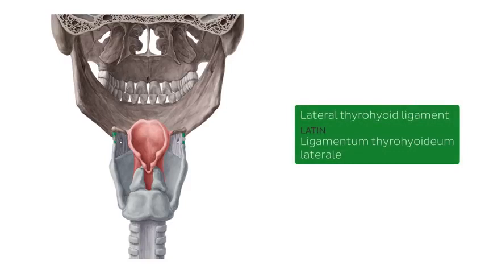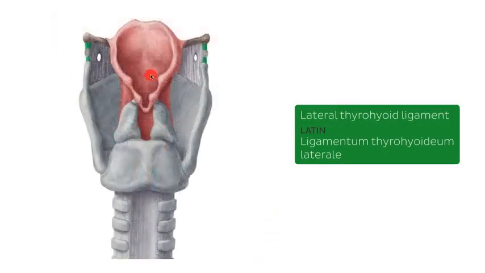And these are thickened portions of the thyrohyoid membrane, like I mentioned, which pass through the superior horn of the thyroid cartilage, as you can see here, and then connects all the way to the posterior end of the greater horn of the hyoid bone, as you can see.